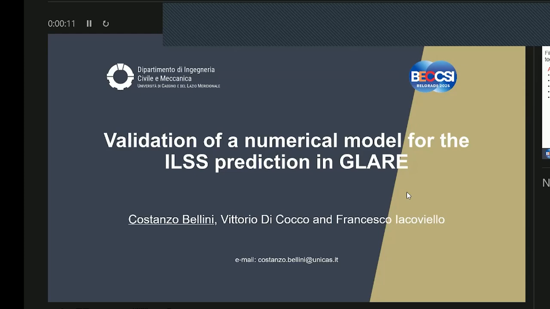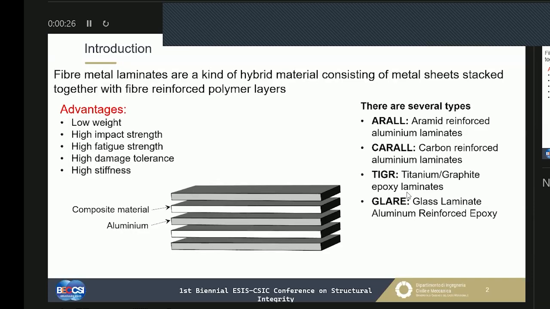I come from Italy, the University of Cassino in Southern Lazio, and I will present this work about the numerical simulation of the interlaminar shear strength test for a glare composite. Glare laminates are a part of a family of particular materials that are called FML, fiber metal laminates. These laminates are hybrid materials that are composed of metal and composite material, polymeric composite material.